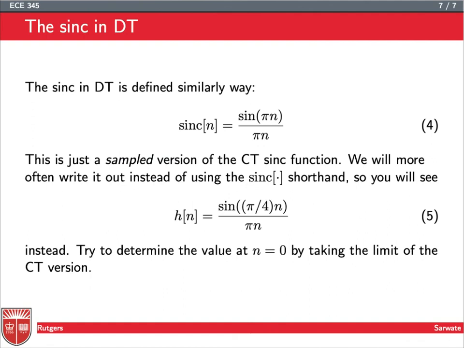The Sinc in discrete time is defined the same way. We can define the Sinc of n as sine of pi n over pi n, and just think of it as a sampled version of the continuous-time Sinc function. But more often, we're just going to write it out instead of using the Sinc shorthand, because we actually care about changing the numerator and not so much the denominator. So we'll see things like h of n equals sine of pi over 4 n over pi n, or more generally, sine of omega naught n over pi n, and that's going to turn out to be related to some of the low-pass filters that we saw demonstrated earlier.